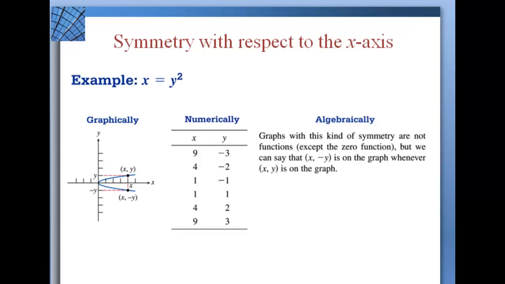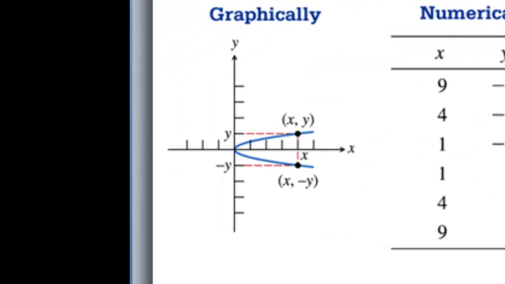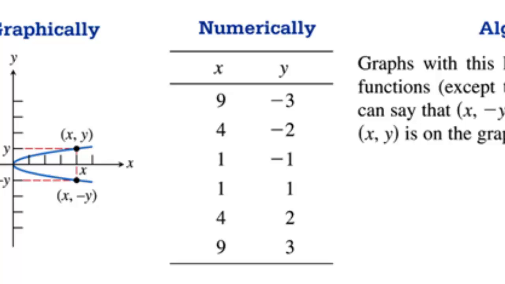Symmetry with respect to the x-axis. If we look at x equals y squared, graphically it looks like this. Numerically, we'll see the x is 9, 4, 1, 1, 4, 9, and the y is -3, -2, -1, 1, 2, 3. Again, symmetrical. And now we're going to look at it algebraically.